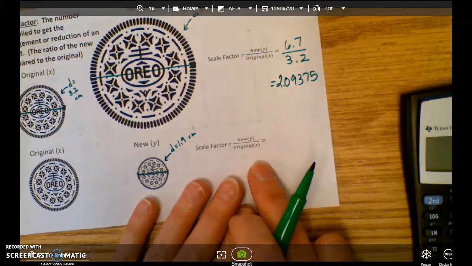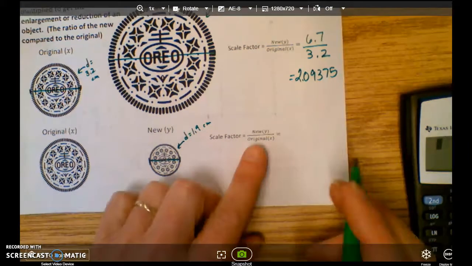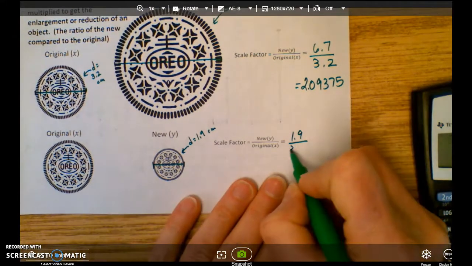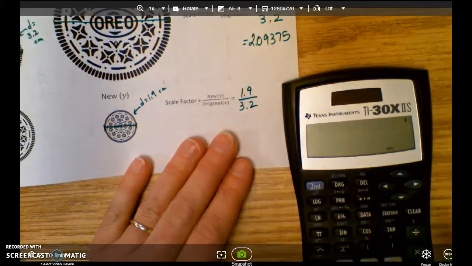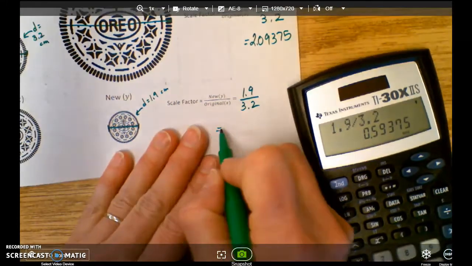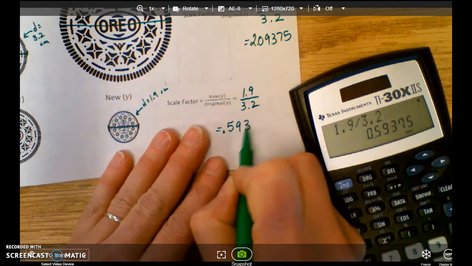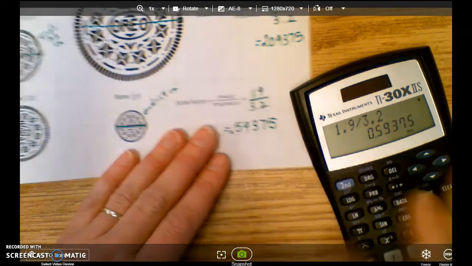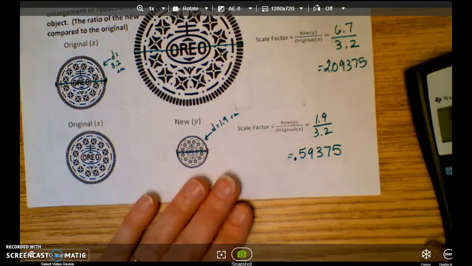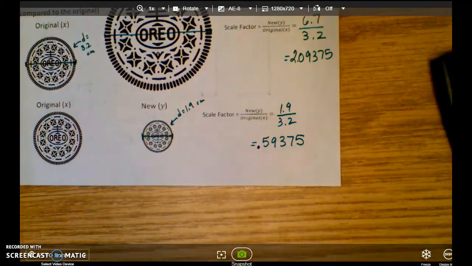So let's see what we find out with our scale factor on our mini Oreo. Our new mini Oreo is 1.9. The old was 3.2. So if we divide that out, 1.9 divided by 3.2, this one is a little more than a half. See how it's 0.59375? So my guess for this one would have been that they take the original Oreo and they cut the dimensions in half, but it's actually a little bit more than a half as far as the scale factor is concerned.